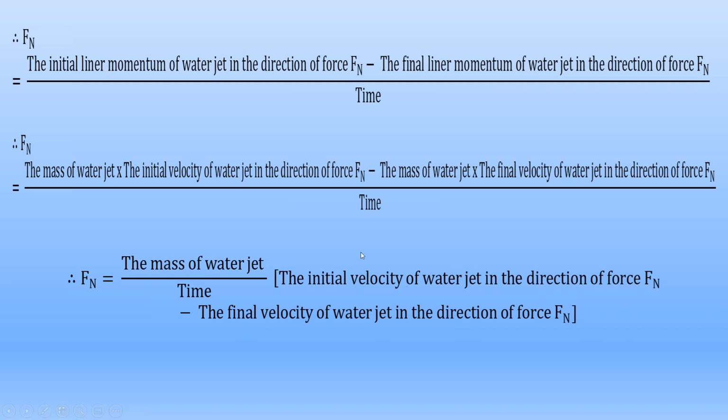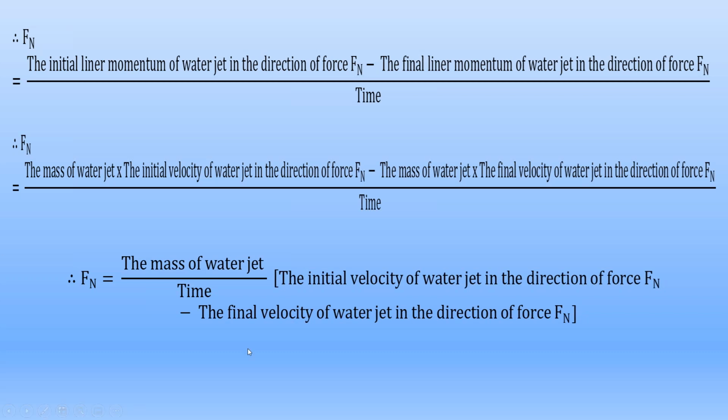Just focus on this right hand side. This is mass of water jet divided by time. This is nothing but the mass of water jet coming out from the nozzle per second. So the mass of water jet divided by time is equal to the mass of water jet coming out from the nozzle per second. That is equal to rho AV.